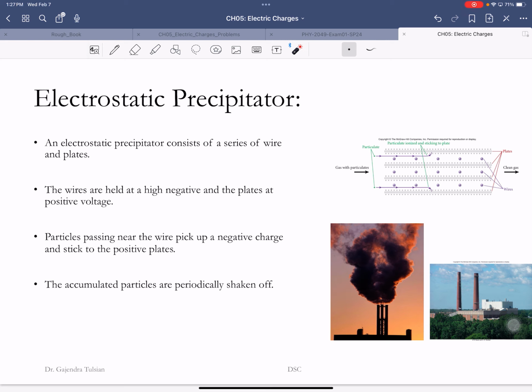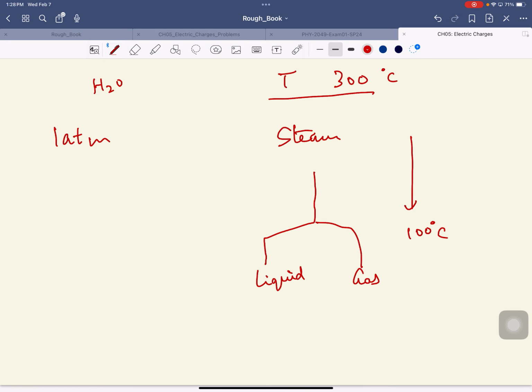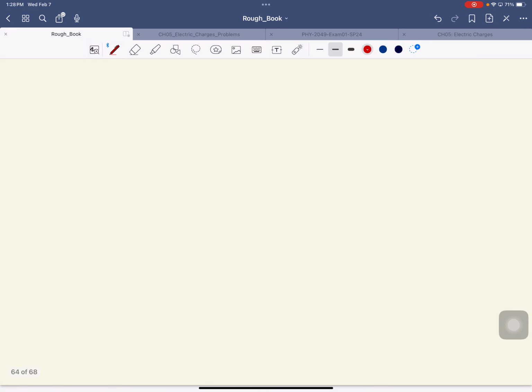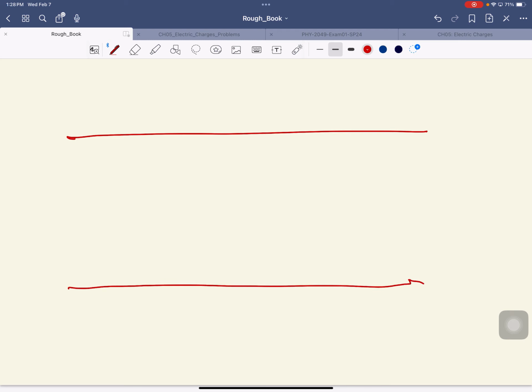Okay, so you can remove over 99% of the particles. Of course you'd like to do that. So how do we do that? So here's the idea. Okay, the idea is the following. Let's say this is a metal plate. These are metal plates, and this is a thin wire in between the plates.